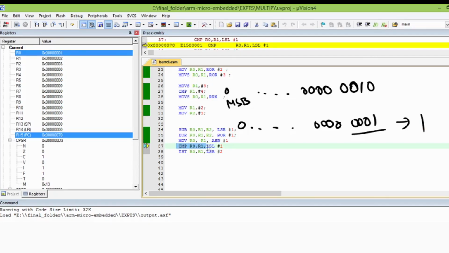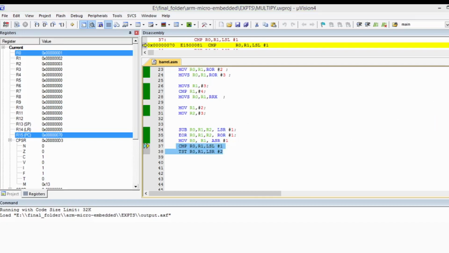Next, we are using a shift operation with comparison instructions. Let's see how it works. On arg1, we perform logical shift left by one position. arg1 is 2. If you perform logical shift left by 1, we already know that the value will be multiplied by 2. So the answer will be 4. So you're comparing 4 and arg0. What is arg0? 1. This is what is actually happening.